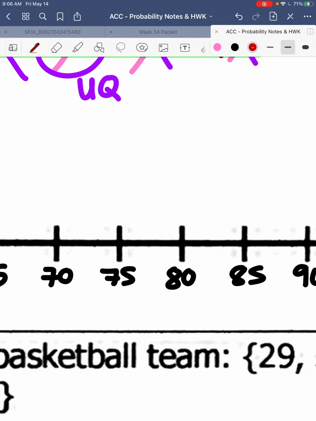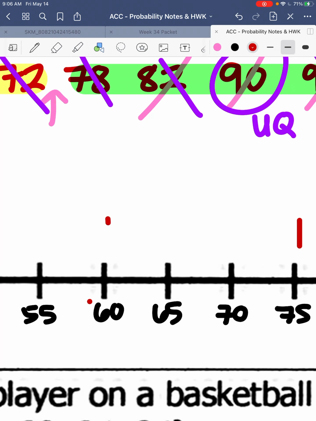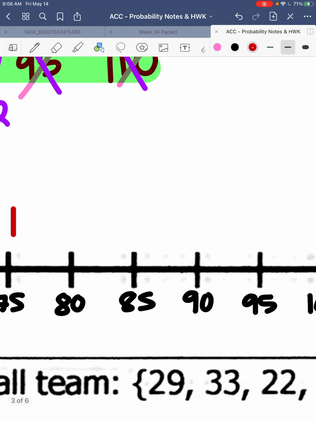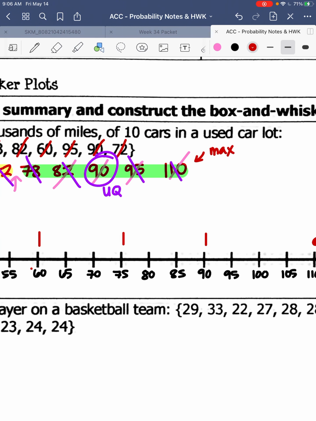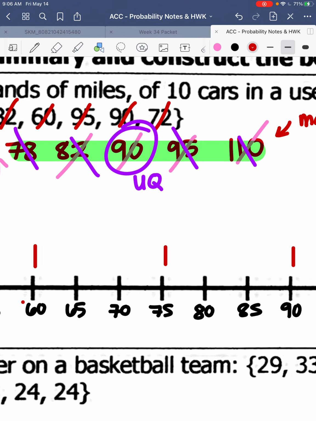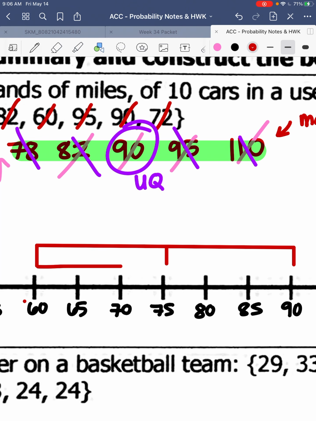Okay, now my median is 75. So at 75, I'm going to place a line. Now, my lower quartile was 60. At 60, I'm also going to place a line. And my upper quartile was 90. So at 90, I'm also going to place a line. And I'm going to box in these 3 lines. So I create a box right here.